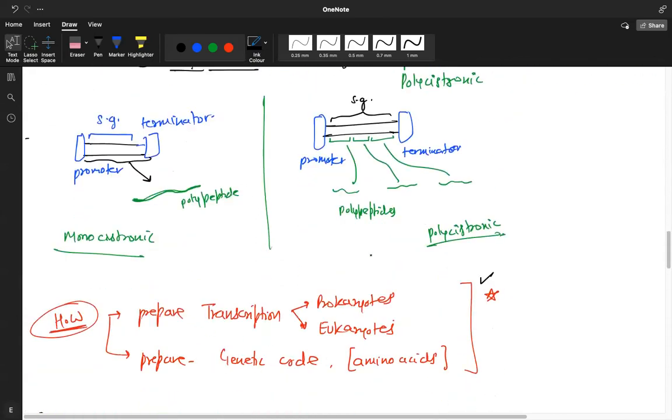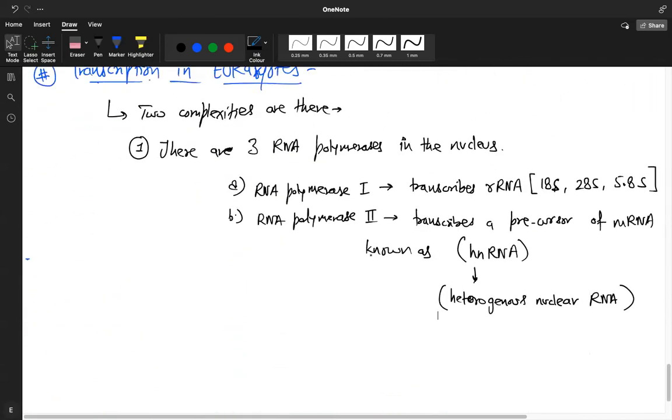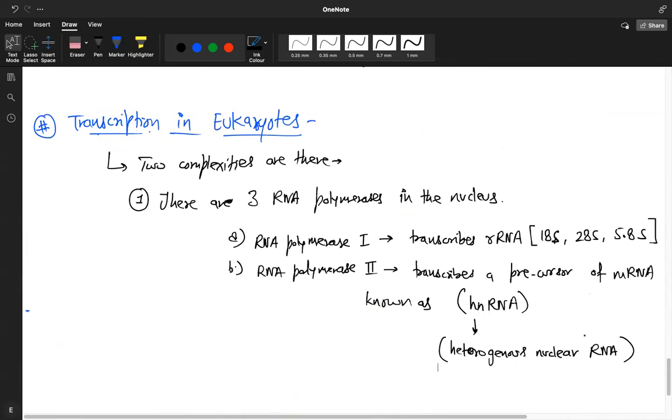Yes, this is one complexity with the eukaryotes. You understood? That's why RNA polymerase 2, which codes for mRNA, does not code for mRNA directly. It first transcribes a precursor of mRNA known as hnRNA, heterogeneous nuclear RNA. Now you can write down: heterogeneous nuclear RNA contains both exons and introns.